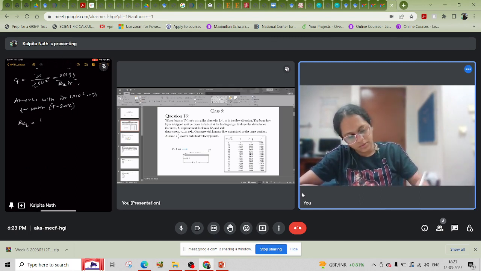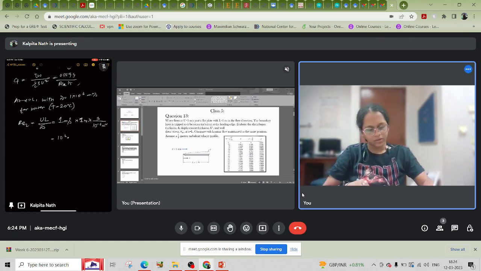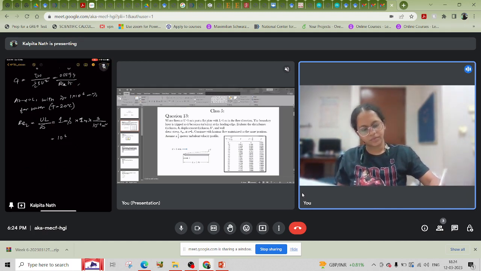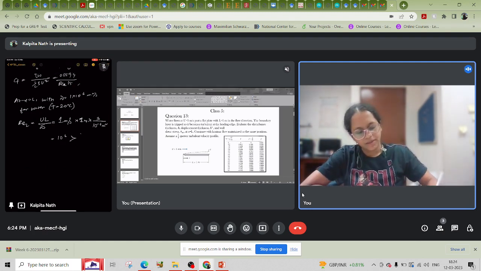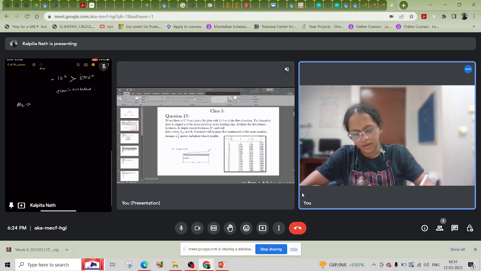Reynolds number is equal to UL by nu, equal to 1 meter per second into 1 meter into second by 10 to the power minus 6 meter square, which is 10 to the power 6. Now 10 to the power 6 is greater than 5 into 10 to the power 5, so the flow is turbulent.